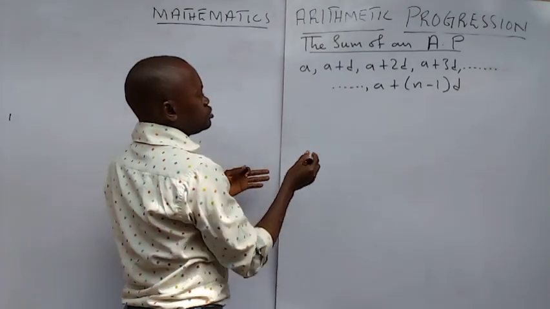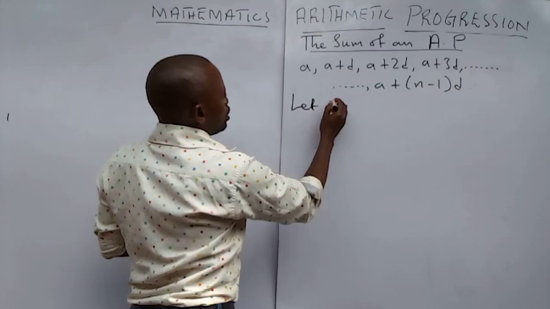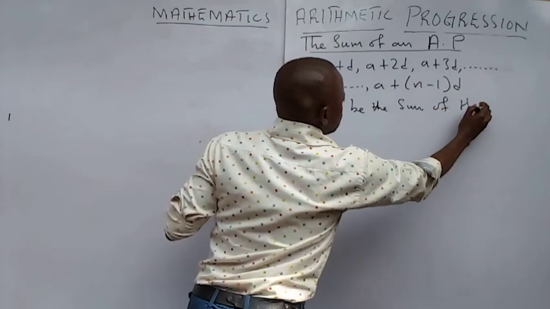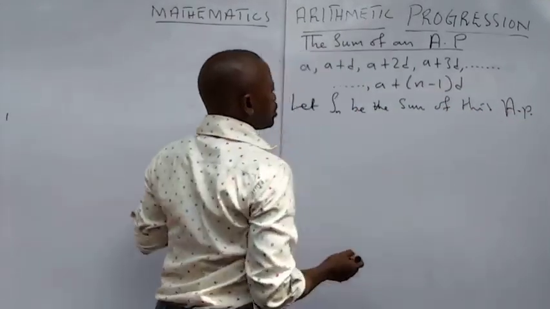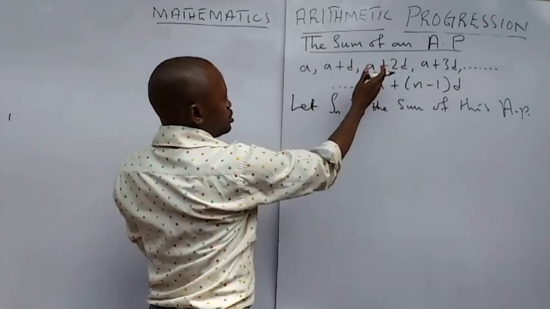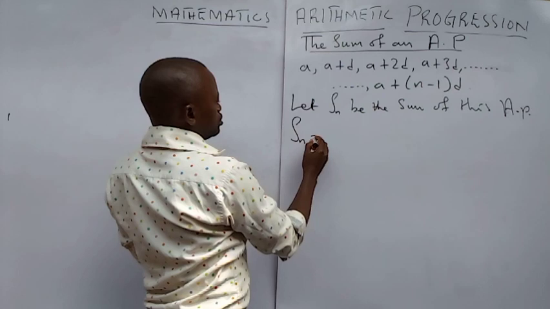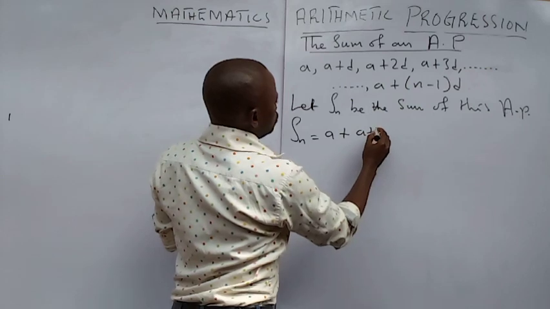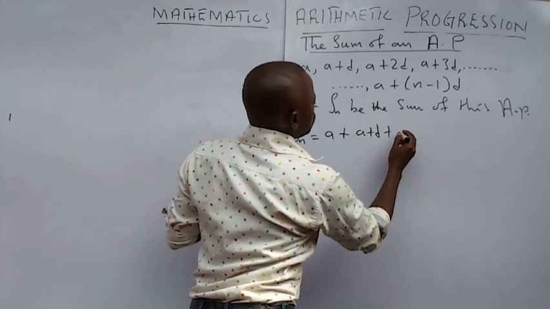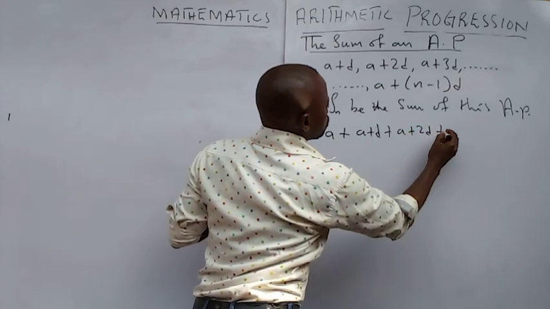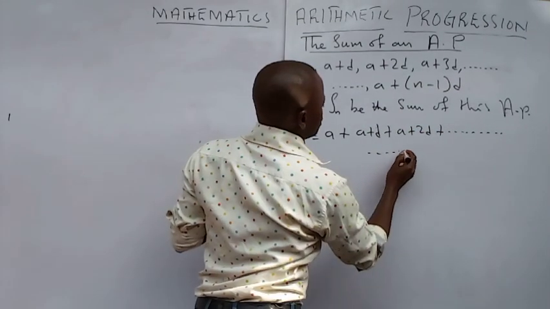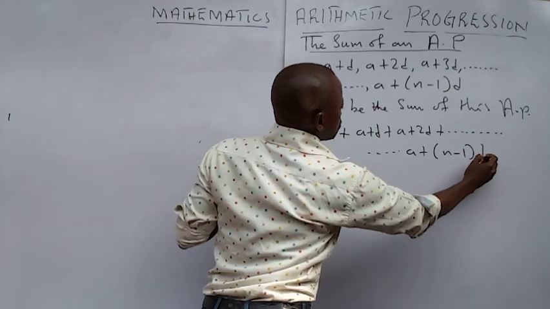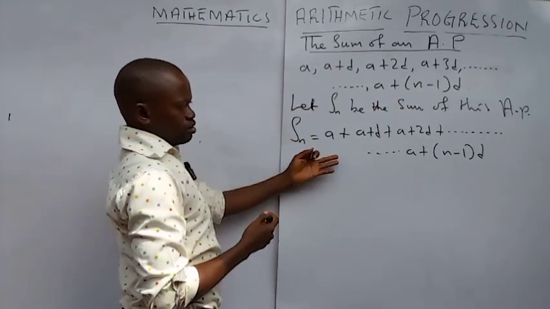And when we say let Sn be the sum of this AP, let this symbol represent summing this AP, that means we are saying that Sn is equal to the first term, plus the second term a plus d, plus the third term a plus 2d, plus we continue to add until where we choose to stop, a plus bracket n minus 1 d. That's the meaning of this.